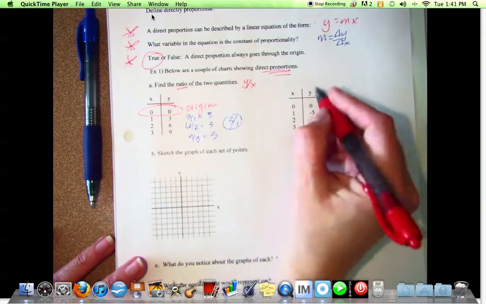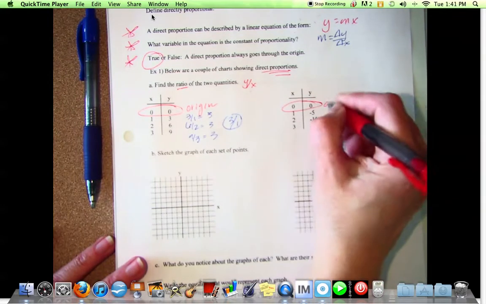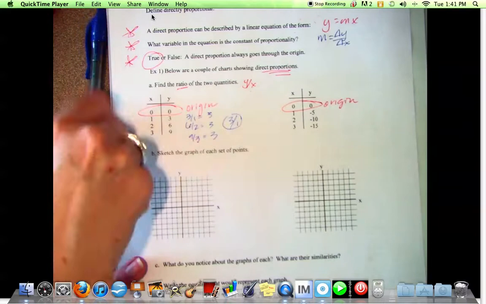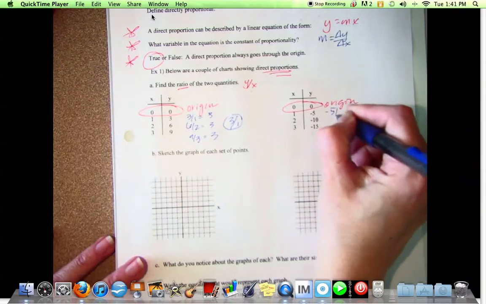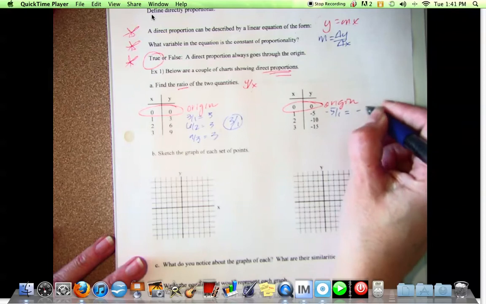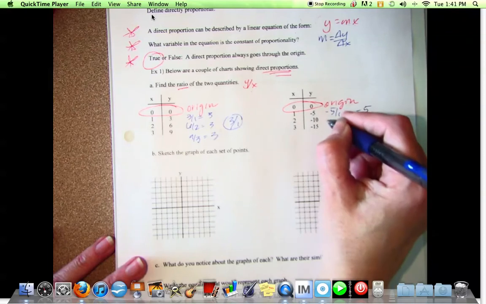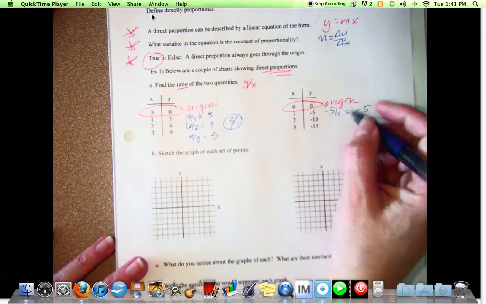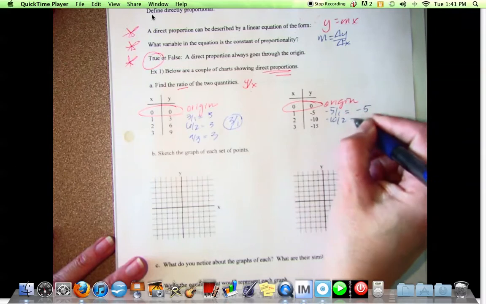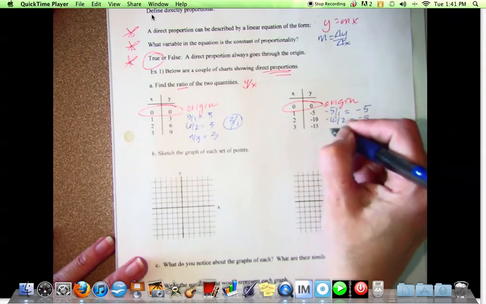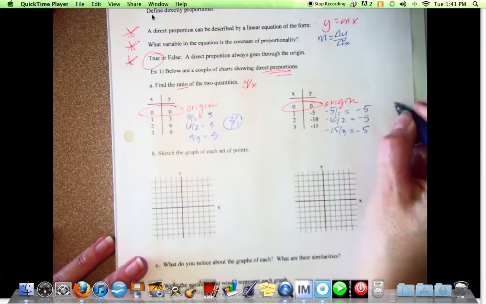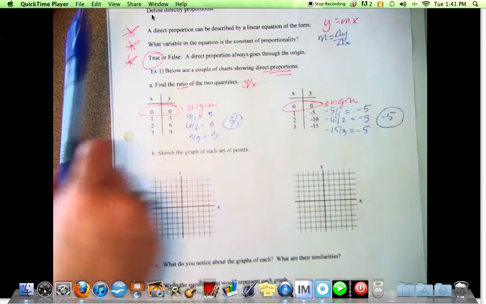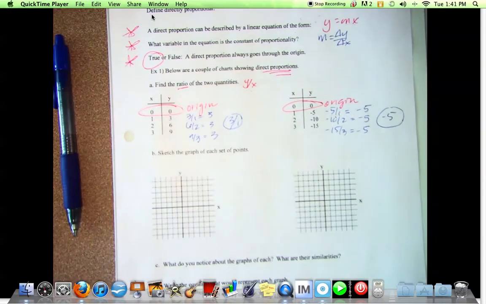All right, for the other one, 0, 0, we're going through the origin. Now what are we going to divide? -5 by 1 gives us negative 5. Next one, what are we dividing? -10 by 2. So negative 5. The last one, negative 15 by 3 is negative 5. So what is our constant of proportionality? Negative 5, or negative 5 over 1.